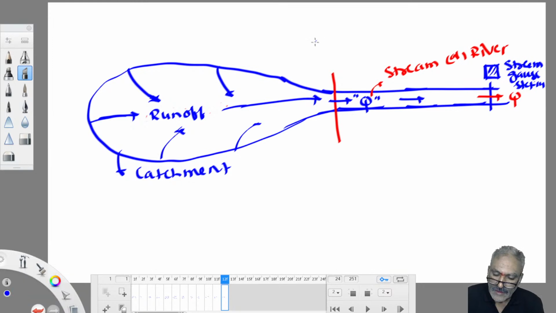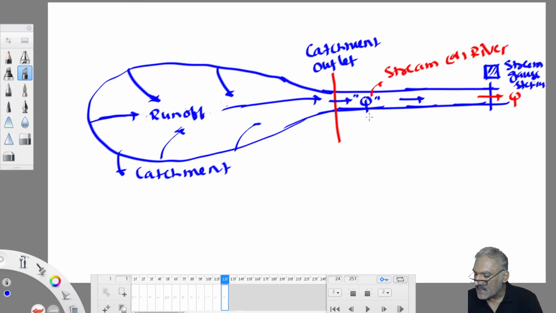Okay. Therefore, this is called the catchment outlet. Where the catchment outlet is, that portion is also called the stream inlet. Where the catchment terminates, there the stream originates. Catchment outlet is also called stream inlet. So at a point in a stream, we measure discharge. We measure discharge here, somewhere here, because we are unable to measure runoff in a catchment. We don't have any procedure to measure runoff in a catchment.